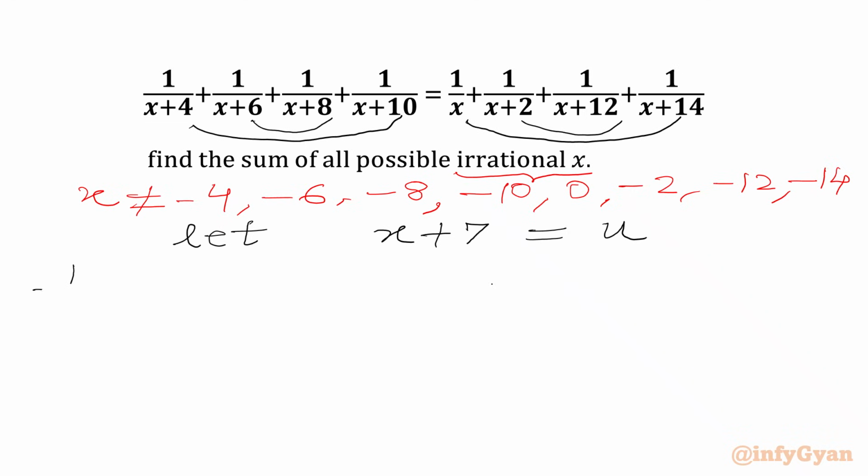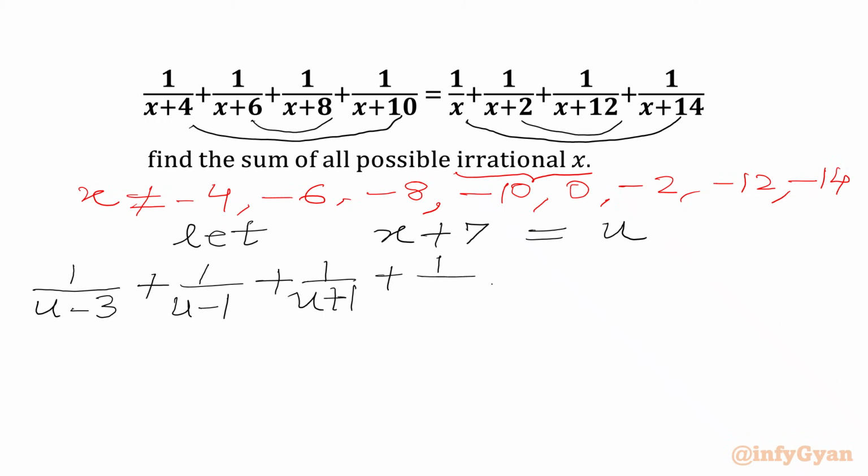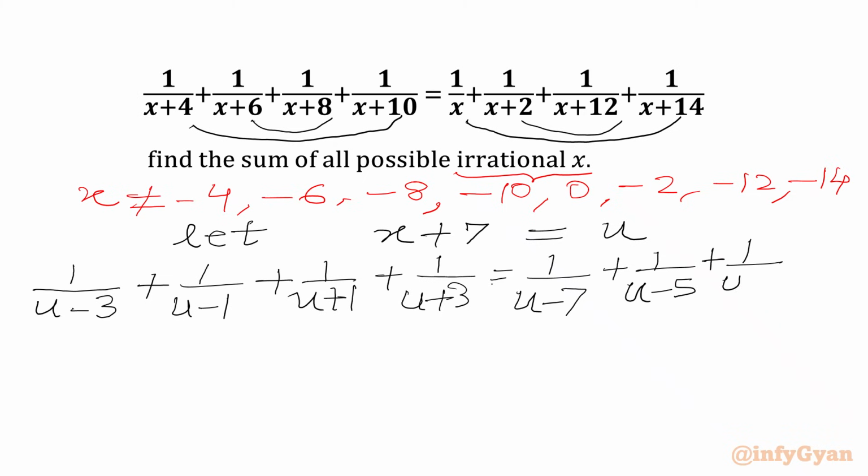So we'll write our equation in variable u. 1 over x plus 4 will be 1 over u minus 3, plus 1 over x plus 6 will be 1 over u minus 1, plus 1 over x plus 8, 1 over u plus 1, plus 1 over x plus 10 will be 1 over u plus 3. In the right hand side, 1 over x, 1 over u minus 7, 1 over x plus 2, 1 over u minus 5, 1 over x plus 12, 1 over u plus 5, and 1 over x plus 14 will be 1 over u plus 7.